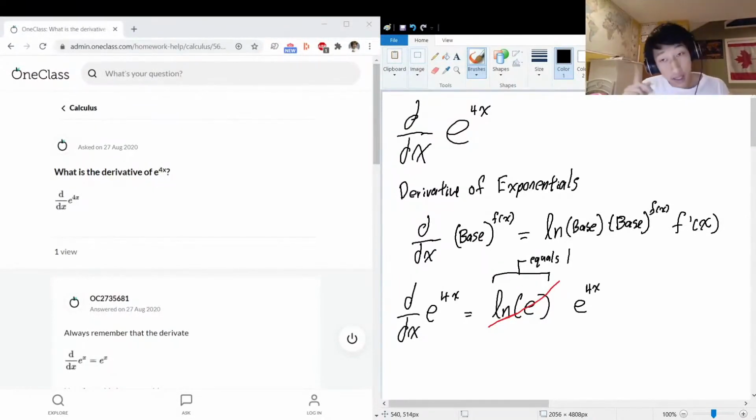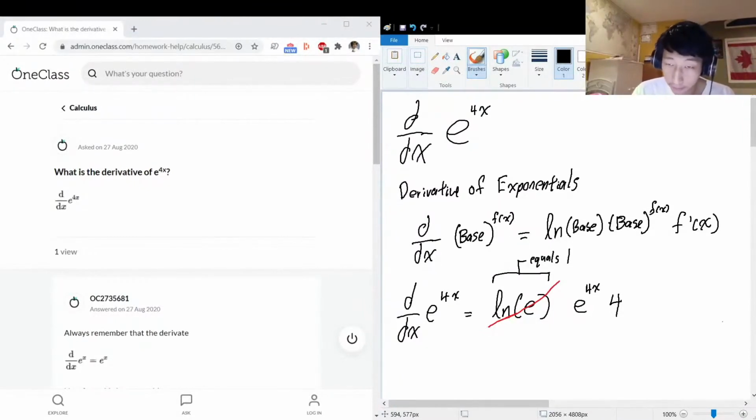Multiplied by, oh, this is the important part, don't you forget it, you gotta have the derivative of the power. In this case, the power is 4x. What's the derivative of 4x? 4. For sure, it's 4. The derivative of 4x is 4, and we have to multiply that with this whole thing.